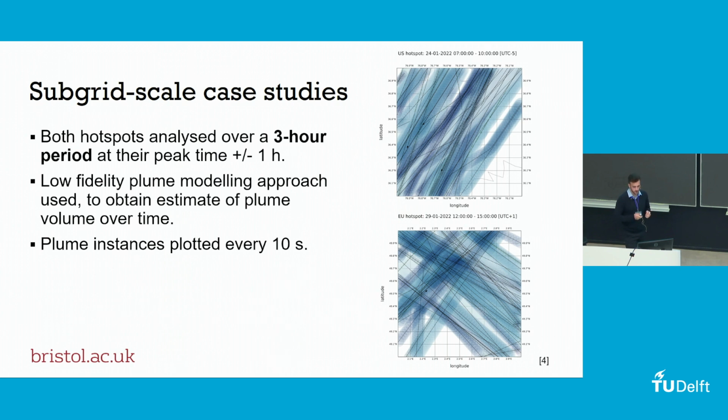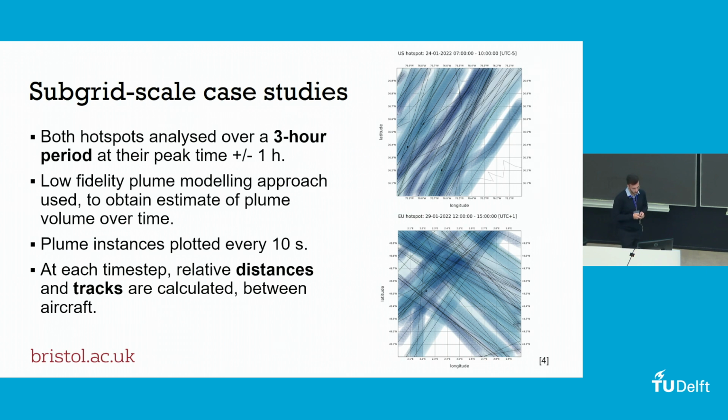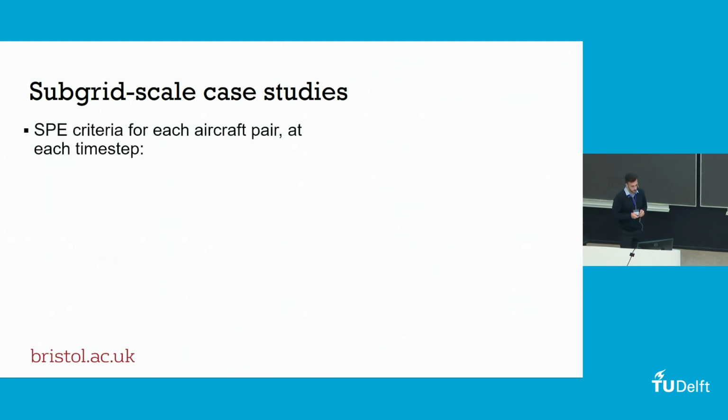So the way in which this was done was that every 10 seconds throughout flight, so at a time step of 10 seconds, every plume instance was captured and a circle was plotted. And over time, these circles grow according to this plume modeling approach. Also at each time step, the relative distances and relative tracks between aircraft pairs were calculated. And using this, I came up with some criteria to begin to quantify this data.